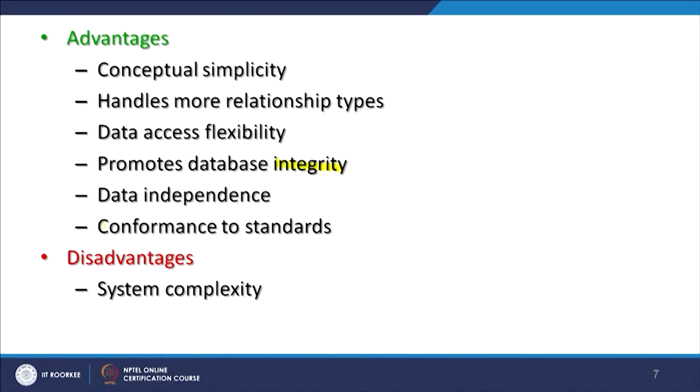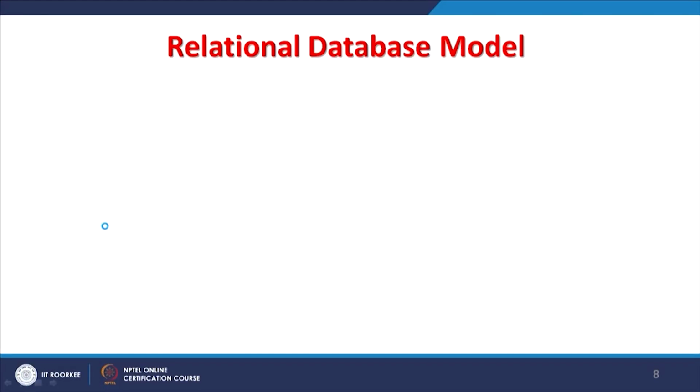Now the disadvantages are a little fewer as compared to the hierarchical model. One is that system complexity might be there, because you have to maintain the data and the connectivity, and who would have access to what. So that will be there. Lack of structural independence is the same disadvantage as in the case of the hierarchical model.